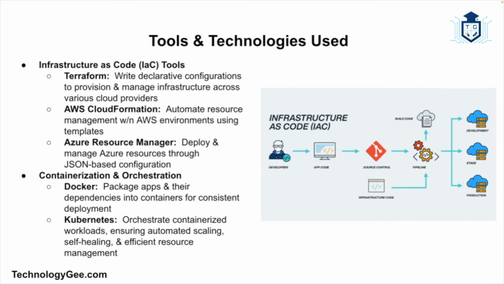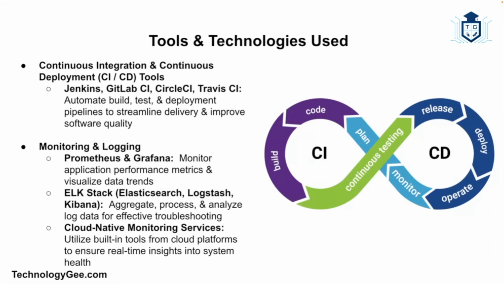Then you have infrastructure as code tools. So tools like Terraform, AWS CloudFormation, and Azure Resource Manager. These enable cloud developers to define and provision infrastructure using code. You have containerization and orchestration. So you have Docker and Kubernetes. They are widely used for containerizing applications and managing containerized workloads. You have CI and CD tools. So you've got Jenkins, GitLab CI, CircleCI, and Travis CI. All of these are popular tools for automating the build, test, and deployment process.